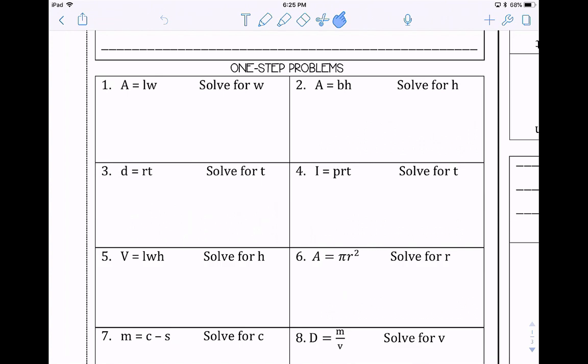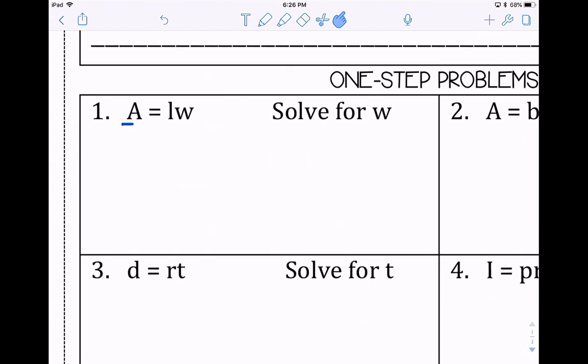It says to solve for W, so we have A equals LW, which would be the formula for area of a rectangle. So area equals length times width. Basically what we're trying to do is isolate W. Right now we have A isolated, it's all by itself. So we want to get W by itself.